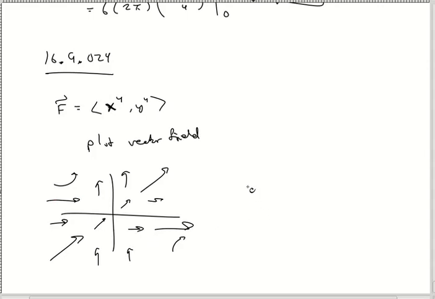So there's the picture. They're also wanting for this particular problem the divergence of F, just find it. So I said, okay, this in terms of x is a 4x cubed, plus this one in terms of y is a 4y cubed. There you go. That's all the questions I have for this section.